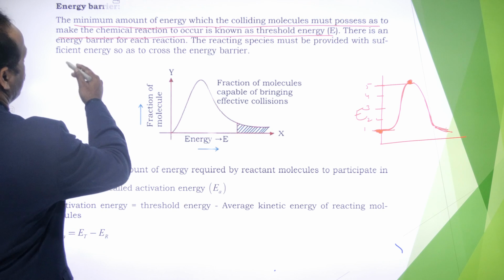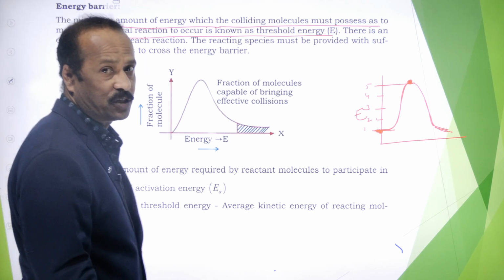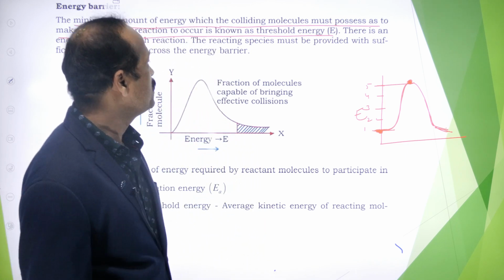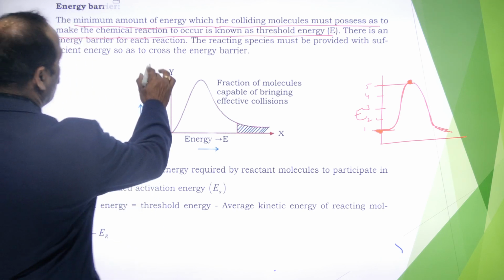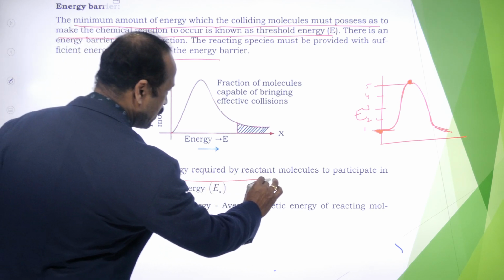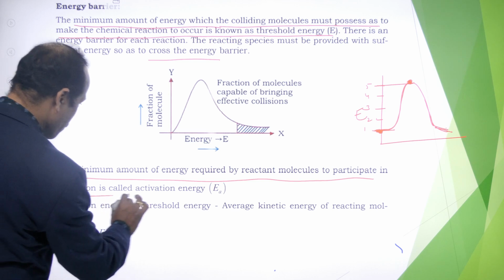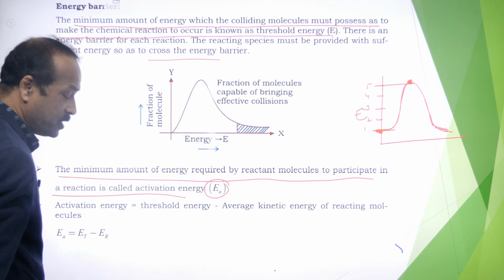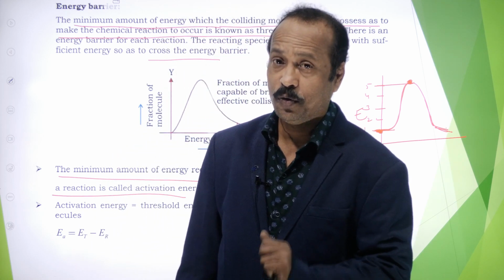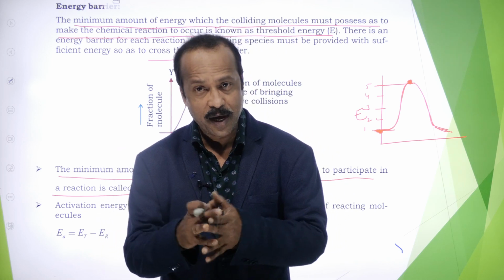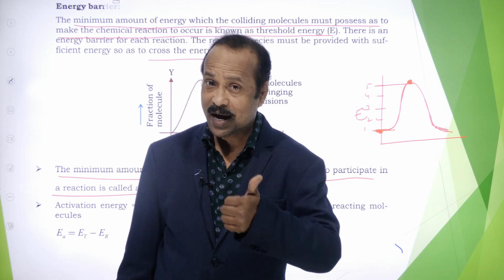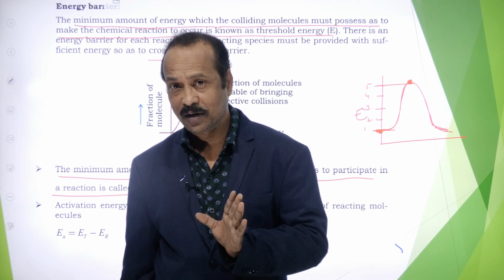Alright. So here there is an energy barrier for each reaction. For every reaction there should be a certain amount of energy barrier. Means what? Minimum energy required. So the reactant species must be provided with a sufficient amount of energy to cross the energy barrier. See now, the minimum amount of energy required by the reactant molecule to participate in the chemical reaction is called activation energy. This is a very important point. Every molecule, to participate in the chemical reaction to form a product, requires a certain amount of energy. That amount of energy is called activation energy.